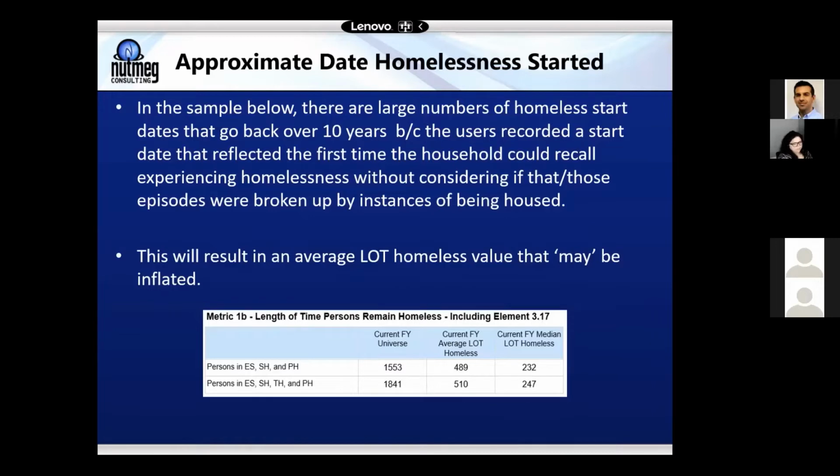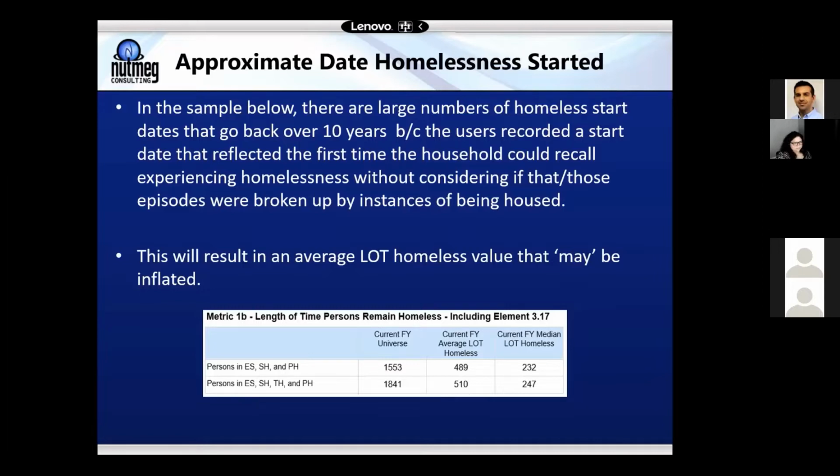So the users recorded a start date that reflected the first time the household could recall experiencing homelessness, versus when their homelessness actually started prior to that particular enrollment start date. This will result in a large average length of time homeless that may be inflated. So 489, 510 days on the metric 1B table. This would trigger your community, when they look at the SPM, to go look at the detail, to go look at the actual client records that were contributing to these large averages. And in many cases, it's because the approximate date homelessness started was an inflated date.